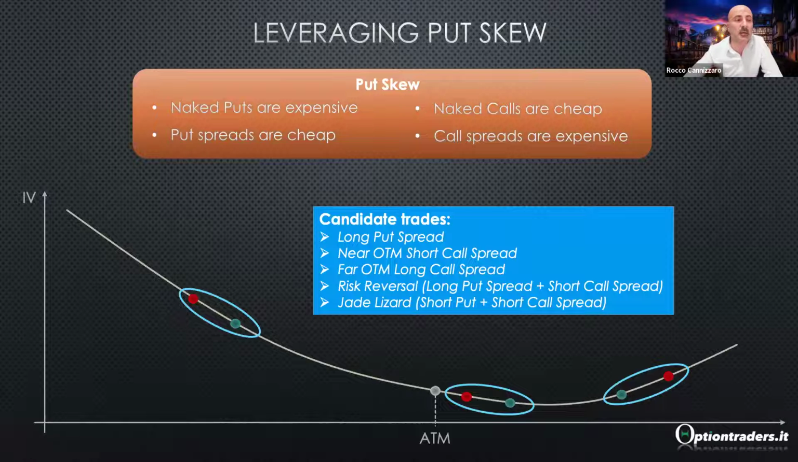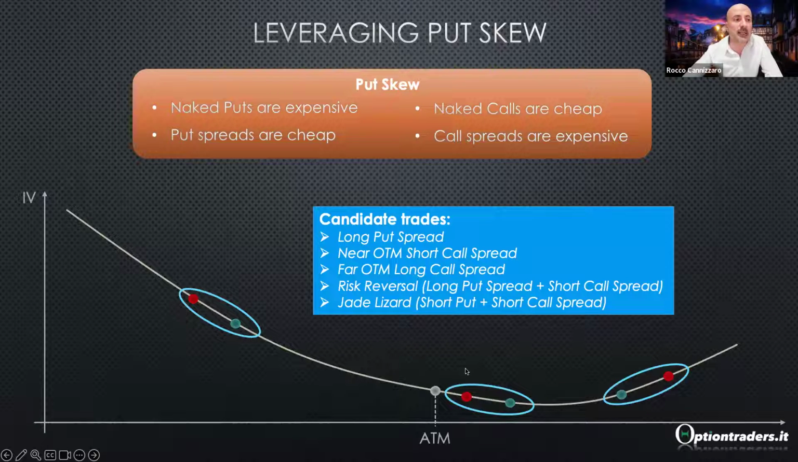So in general, what are the types of trades that take advantage of this skew situation? As I was saying, obviously buying a put spread is cheaper to do when there is put skew, and so is buying a farther dated, farther out of the money long call spread.